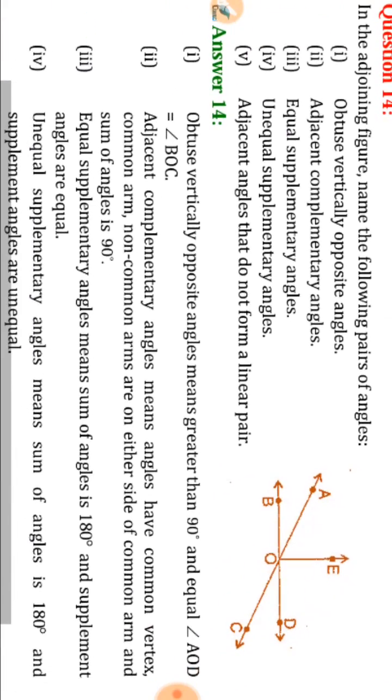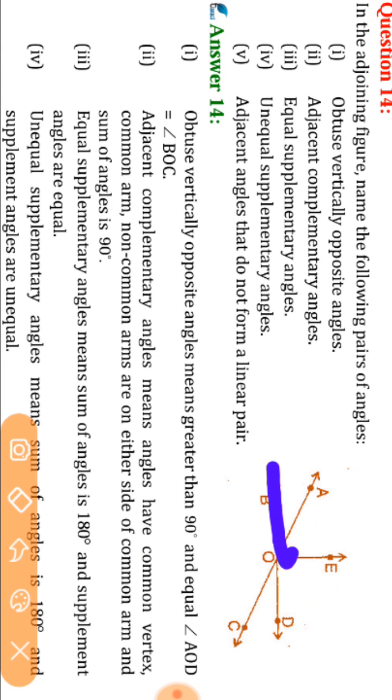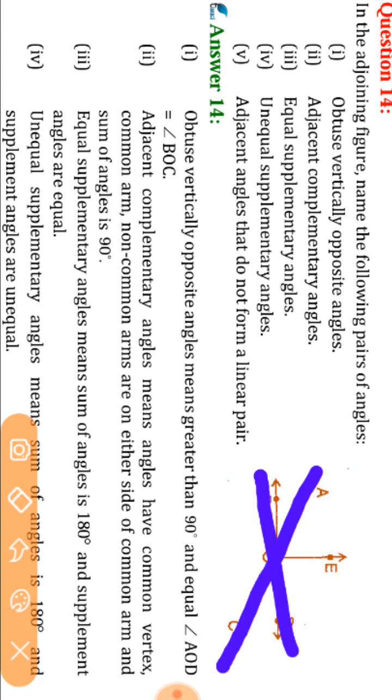Then, in the adjoining figure, name the following pairs of angles. Acute vertically opposite angles, obtuse vertically opposite angles. Obtuse means more than 90 degrees. If you take these two and these two, these are acute, not obtuse, so it is cancelled. Here we can take these two. So these are obtuse vertically opposite angles, greater than 90 degrees: AOD and BOC.